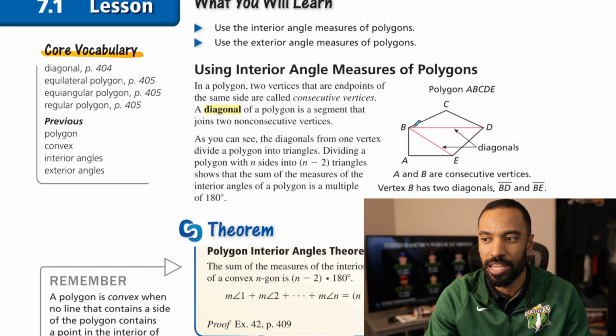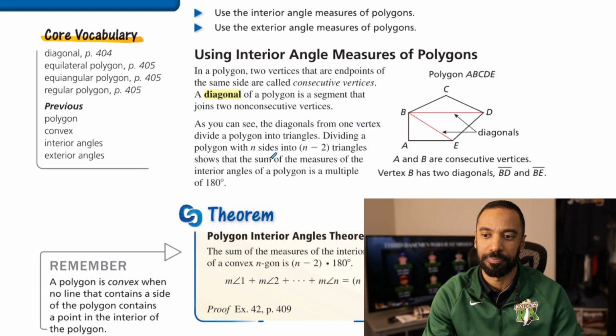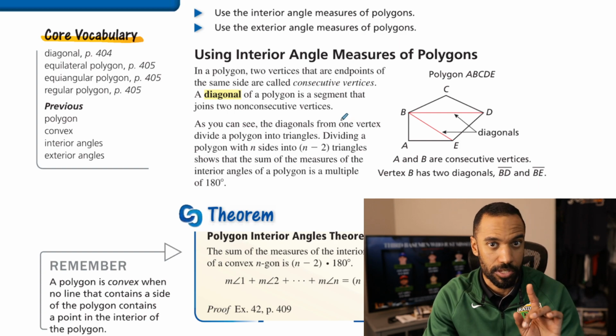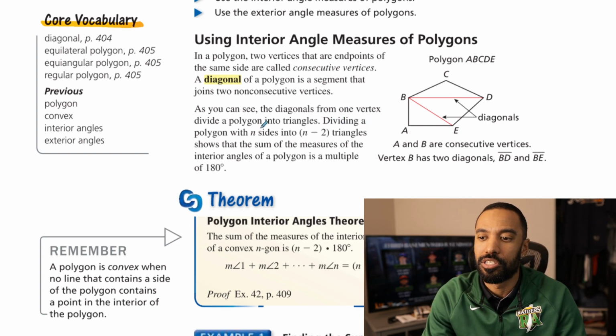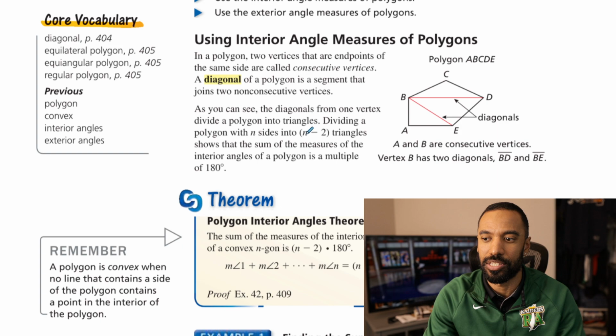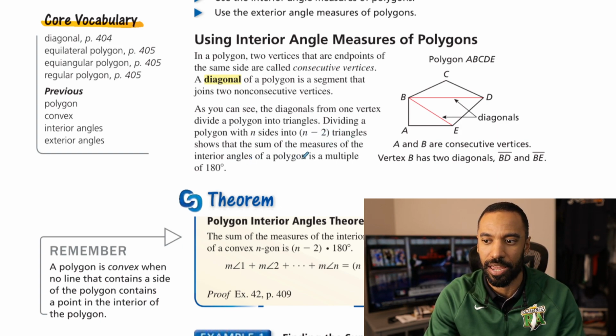So BCD could be a triangle, BDE is a triangle, BEA is a triangle, all of them vertices of it. This is important for a formula here. Dividing a polygon with n sides into n minus 2 triangles shows the sum of the measures of the interior angles of a polygon is a multiple of 180 degrees.